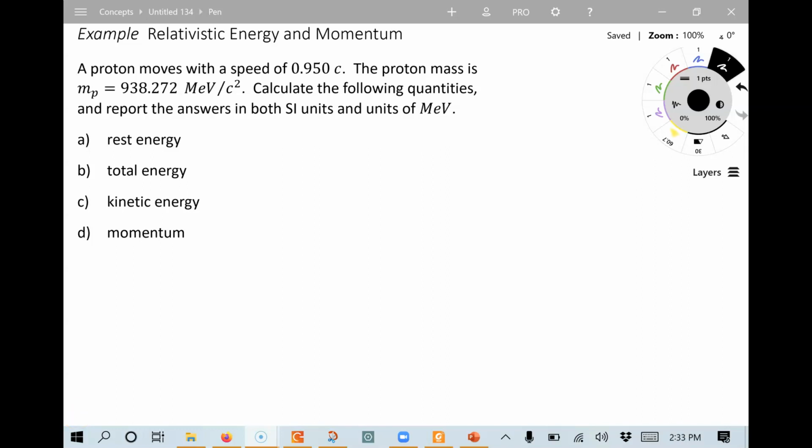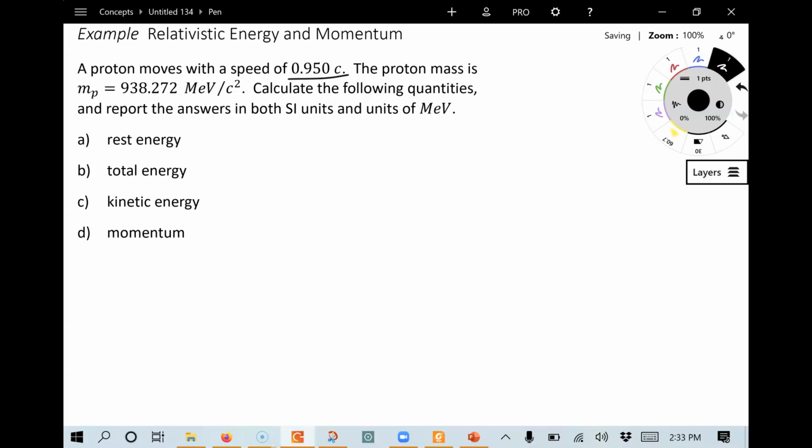Hi, this is an example problem on relativistic energy and momentum from chapter 28. Pause for a moment to read the question. So we have a proton here, and the speed of the proton it's traveling at is given. Now the proton mass is also given to us.